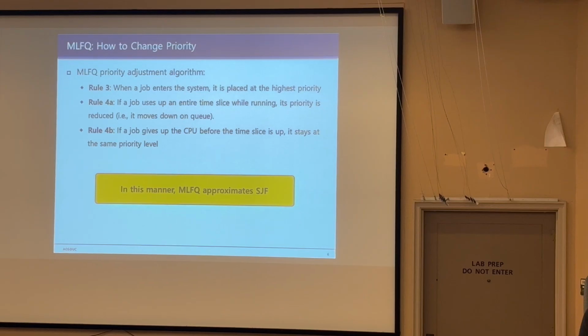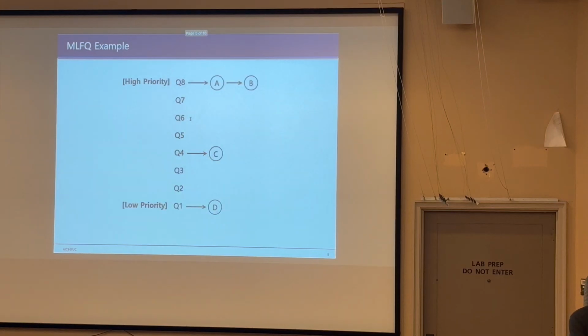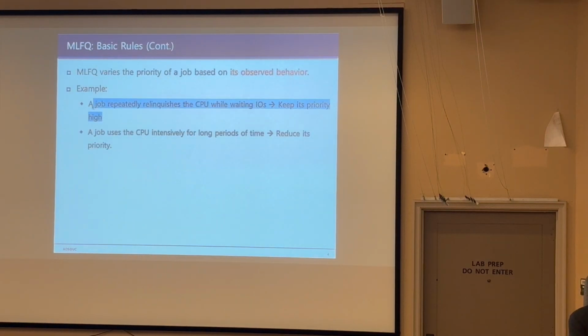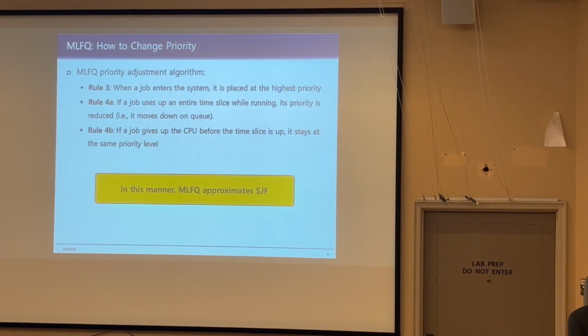If a job uses up an entire time slice while running, its priority is reduced. This is rule 4a. Rule 4a is designed following our previous intuition, following this example. Rule 4b: if a job gives up the CPU before the time slice is up. Rule 4b is designed following the first example, and rule 4a is designed following the second example in the previous slide.